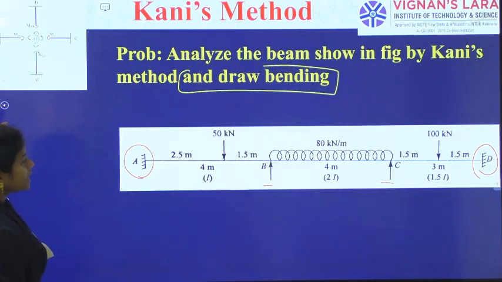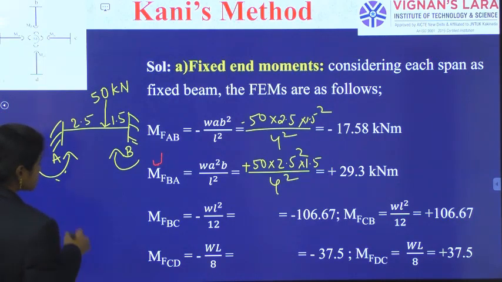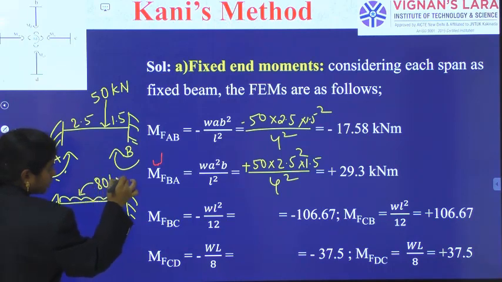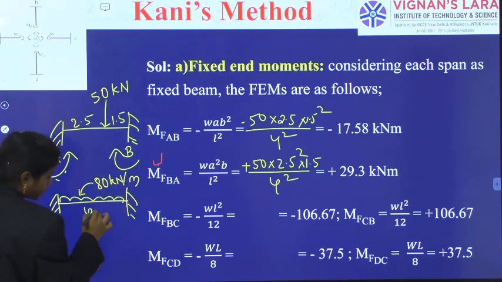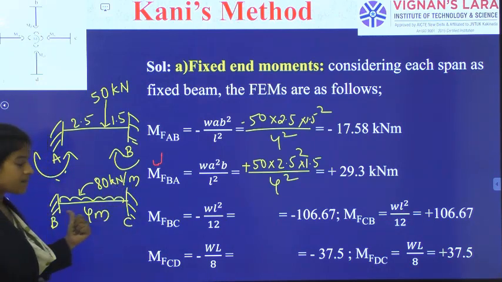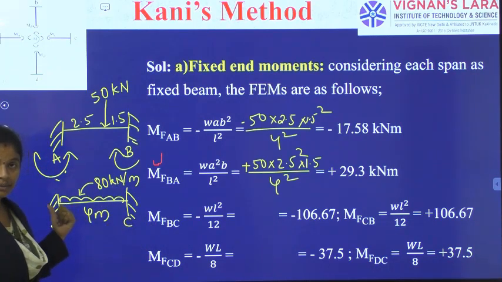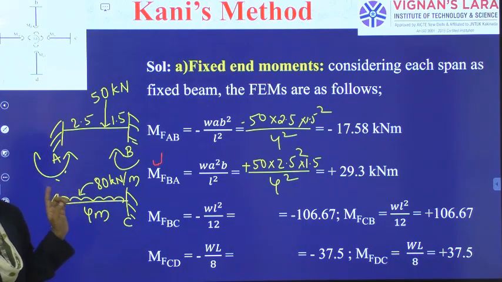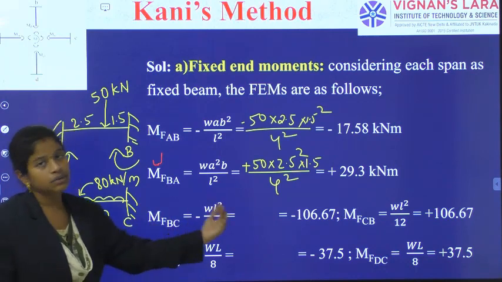So we are having a span of 4 meter and having a UDL of 80 kilonewton per meter. The next span is carrying a UDL of 80 kilonewton per meter over 4 meter length between the spans BC. Okay, MFBC, MFCB. As for the fixed beam carrying UDL over entire length, the corresponding formula is WL square by 12.